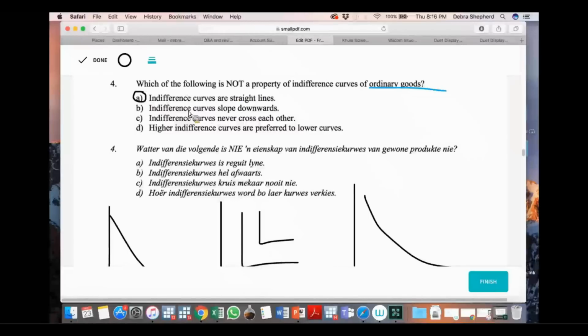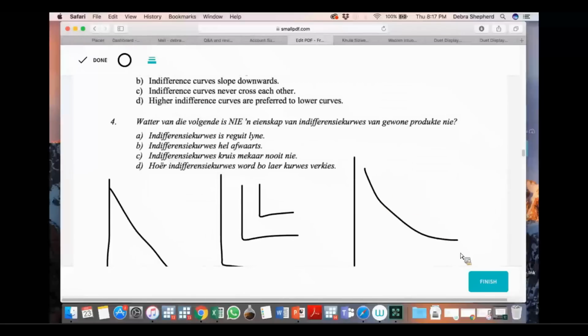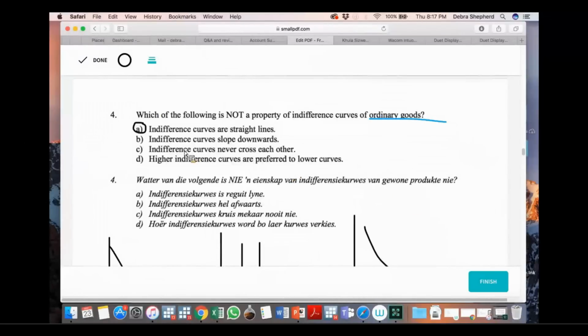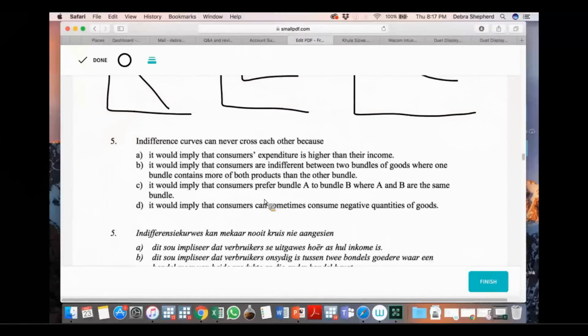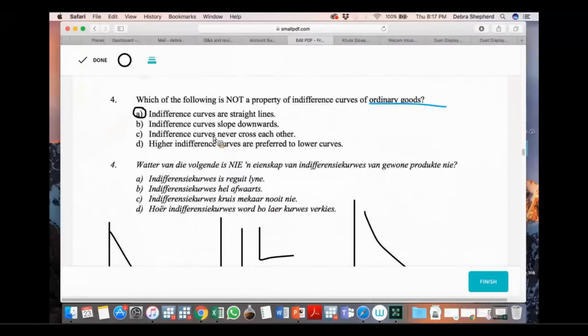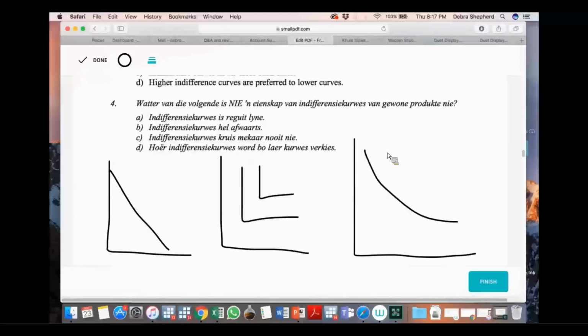Then just to check that the other three are correct, indifference curves slope downwards. Yes, ordinary goods do have downward sloping indifference curves. Ordinary goods have indifference curves that never cross. Now I'm going to get to that in the next question here. And that is most definitely a property of ordinary goods indifference curves. And then D, higher indifference curves are preferred to lower curves. That is most definitely true. The higher the indifference curve, the greater the utility that the bundles of goods on those curves represent.